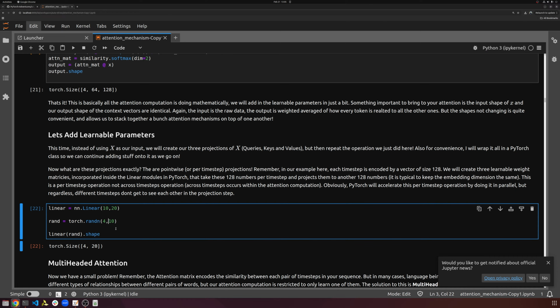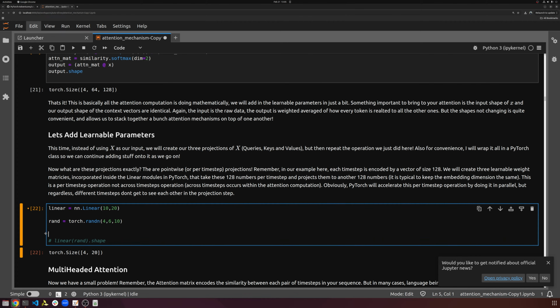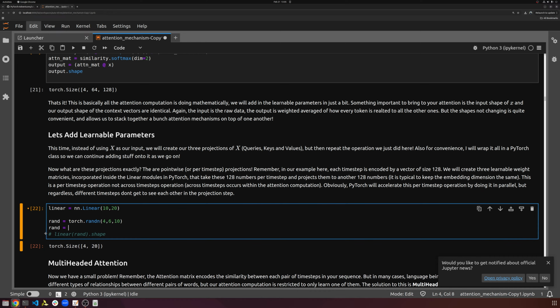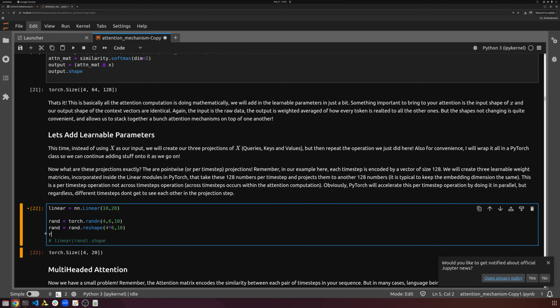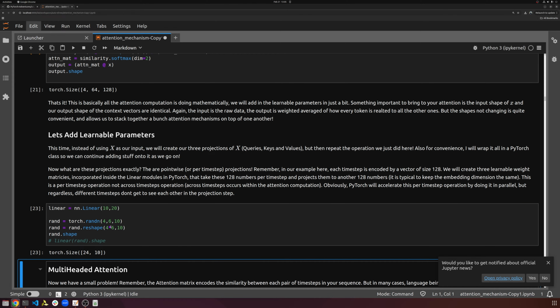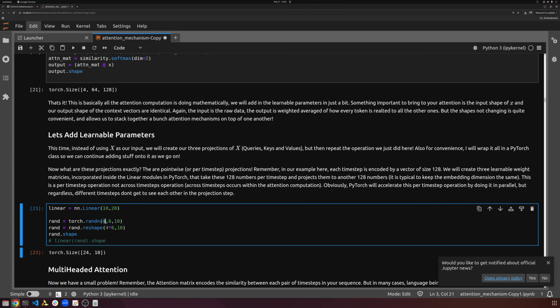Let's say we do a batch by sequence length by embedding dim, right? So 4 by 6 by 10. Now, technically, we could do this. We could do rand is equal to rand.reshape 4 times 6 by 10. So what we have here is a batch size of 4. Each sample in the batch has 6 tokens, and each token is represented by an embedding dim of 10.